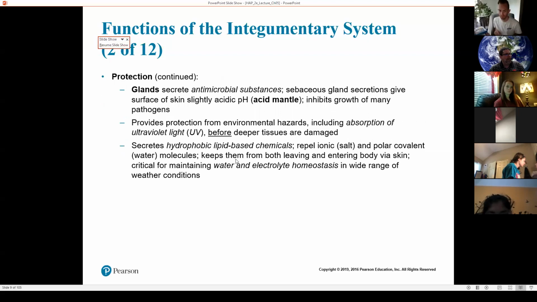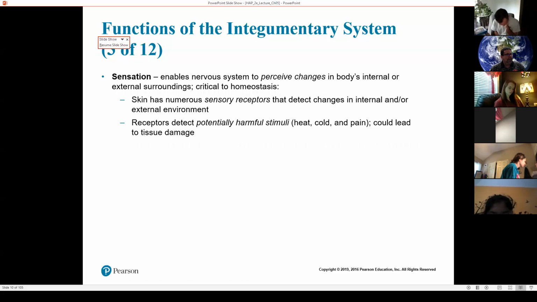Super important. It has those glands that can secrete antimicrobial substances, right? To change the pH of the skin. We can tan to prevent what? Ultraviolet radiant light that causes skin cancer, right? And we even make some of these secrete hydrophobic lipid-based chemicals, repel salts, polar covalent molecules, et cetera, et cetera. So all about protection. And sensation.